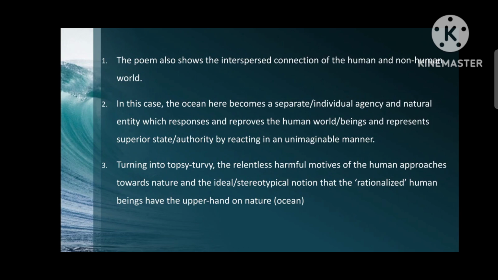And hence the ocean in this particular poem acts as a destroyer for the mariner and the sailors, and the savior or vindicator for its ecology, ecosystem and nature. For time immemorial, the connection of the human and non-human oceanic world has been interspersed and interwoven. But in this case, the ocean itself becomes a separate individual agency and natural entity which responds to and reproves human beings and represents superior state authority by reacting in an unimaginable manner to the relentless harmful motives of human approaches towards nature. Right? So this poem shows how the ocean gradually places a certain sequence of events and takes revenge for the death of its marine ecology, for the death of one of its marine body parts, that is the albatross.